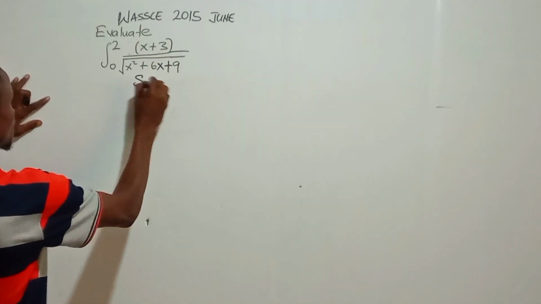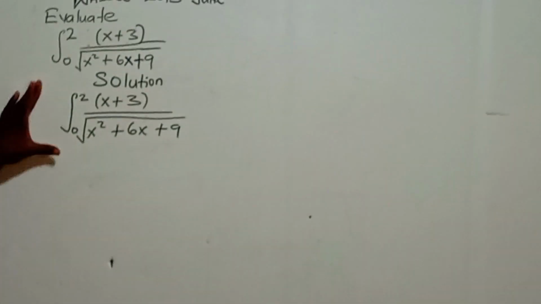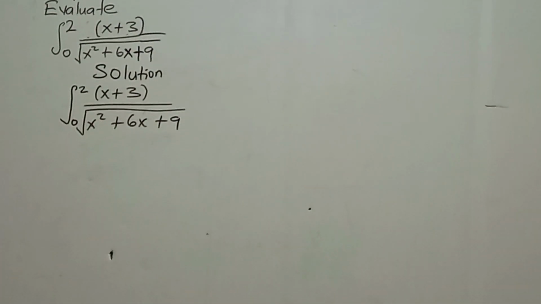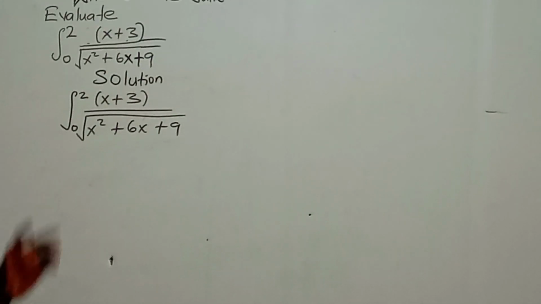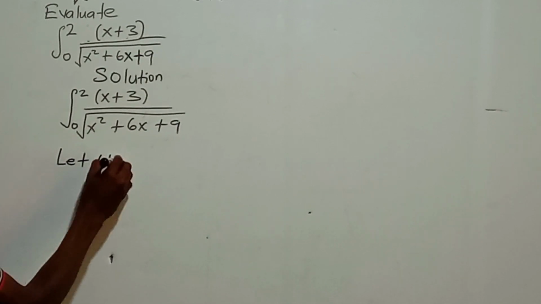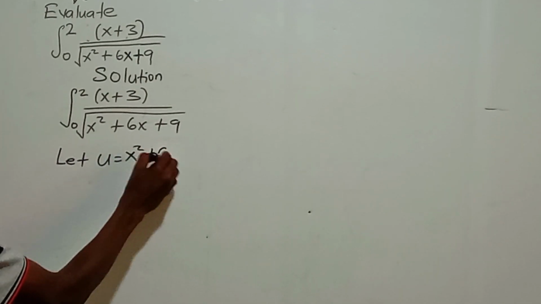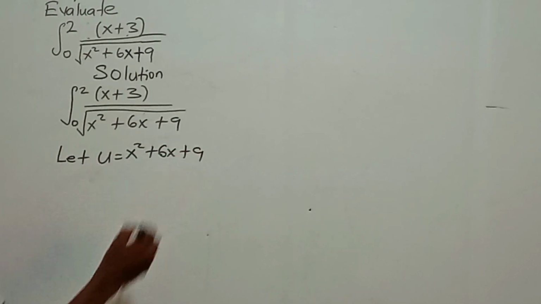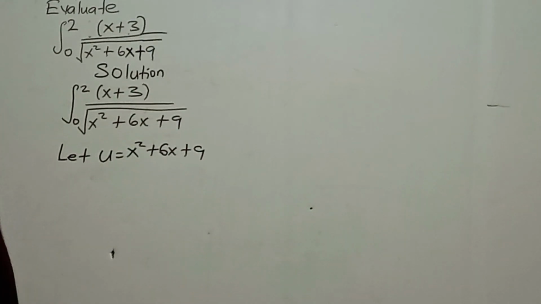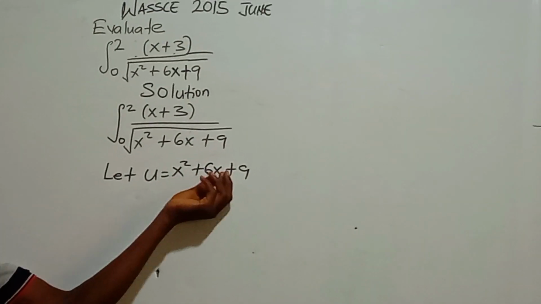Solution. This problem, the first thing you need to do, you let u be equal to this expression, that is x squared plus 6x plus 9. So the next step you need to do, differentiate u with respect to x.